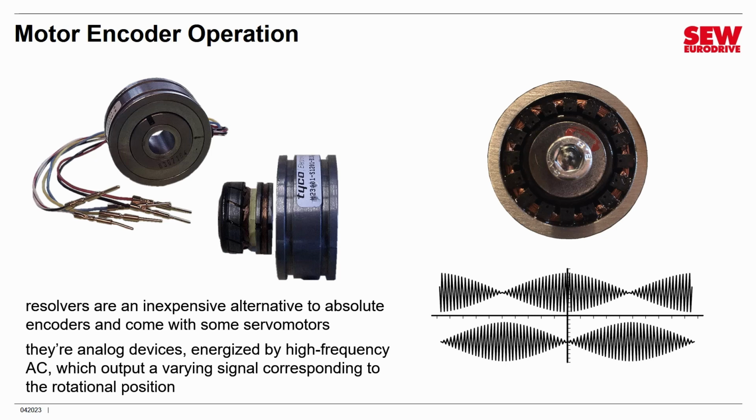You can think of a resolver as effectively a kind of medium-grade single-turn absolute encoder in its performance. It is different, but you really don't have to worry about it because MOVI-C supports resolvers, and you're going to get a position back from it just like you would from a single-turn absolute encoder. So that's pretty much all you need to know about them at this point.